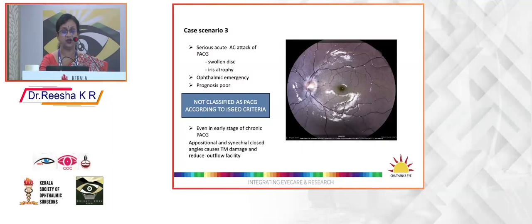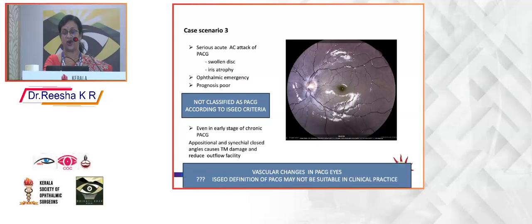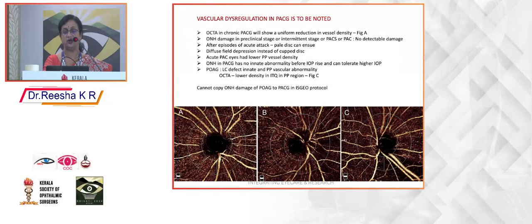Coming to the third scenario, when you have a severe acute attack, you can have a disc edema. So not only GON matters, even other vascular factors need to be looked into, and that is not there in the definition of the ISGEO system.